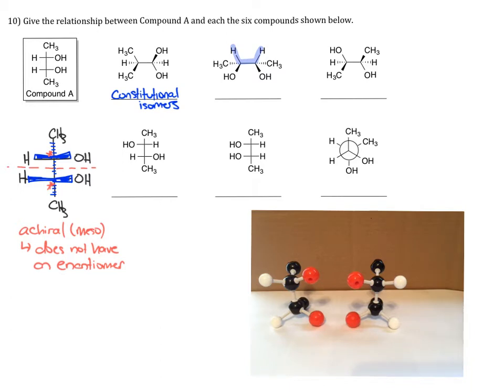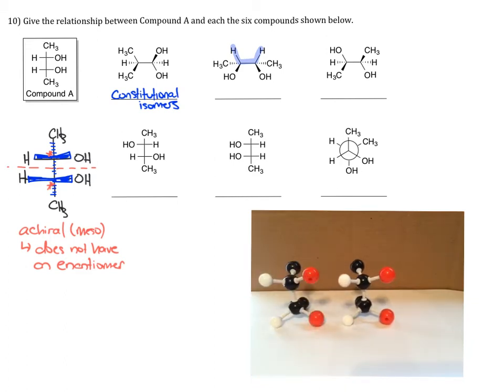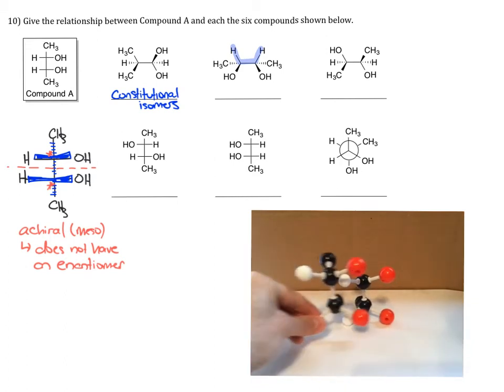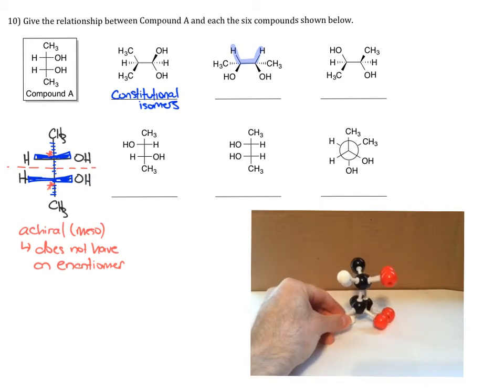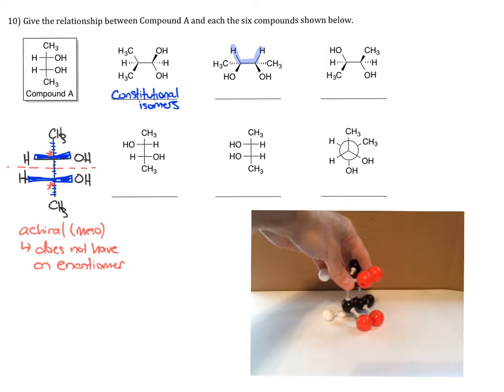In fact, in this case, the mirror image is just an identical structure. And if I flip this over, you can see that these two are the exact same things. They're superimposable. All the atoms line up. They'll superimpose right on top of one another. For that reason, we classify this molecule as identical to compound A.